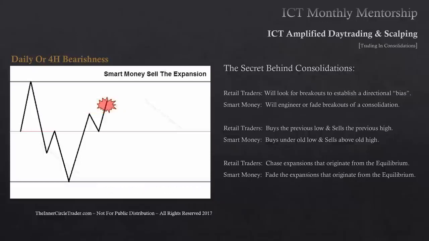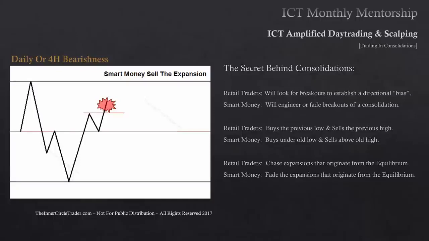Smart money, on the other hand, we see that as an opportunity to sell away from the expansion because, again, the subordination on the lower time frame charts are going to have to follow what's being dictated on the daily and or 4-hour chart. So if it's bearish order flow that we're seeing on the daily and 4-hour chart, and we see a consolidation, we have to identify where equilibrium is and then look for short-term highs just above equilibrium and then a rally above that. Many times we're going to see this as the ideal entry point for shorts.